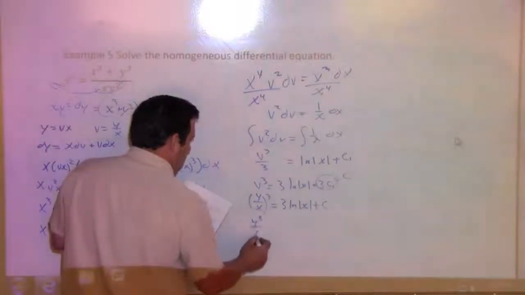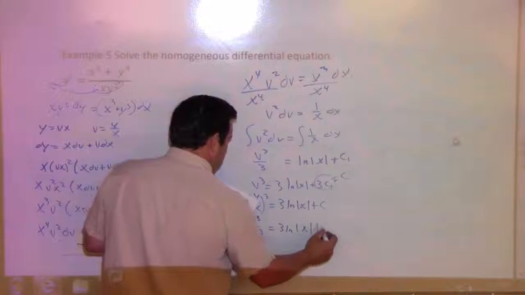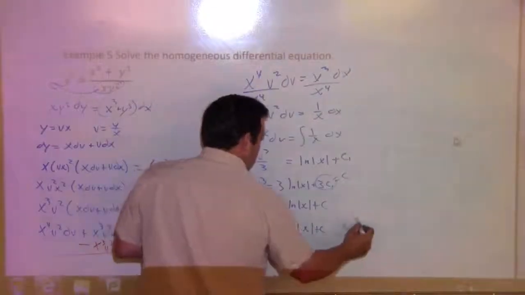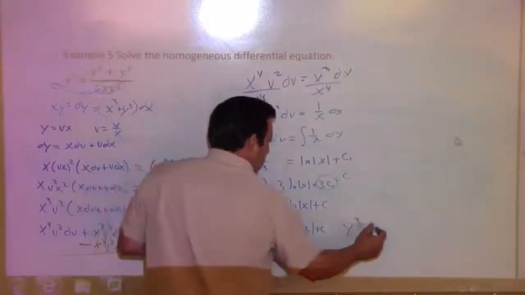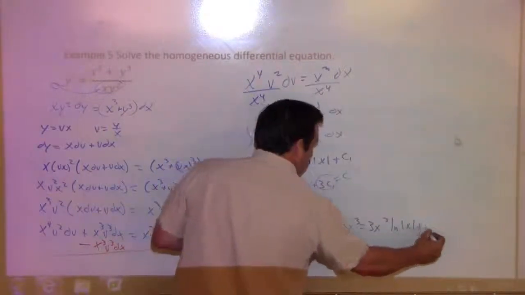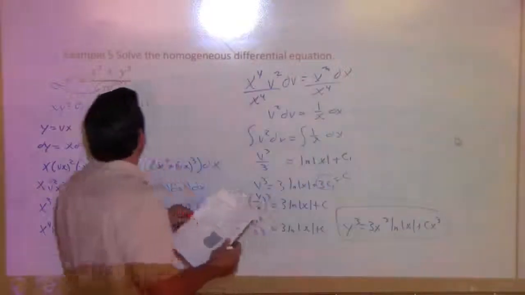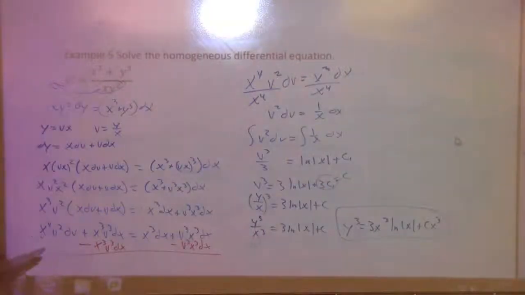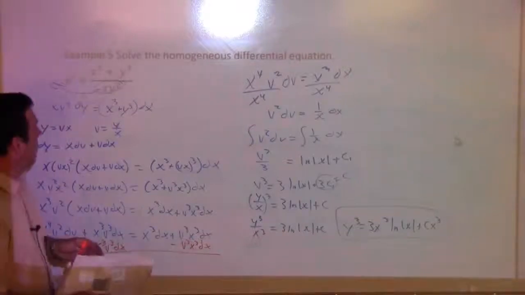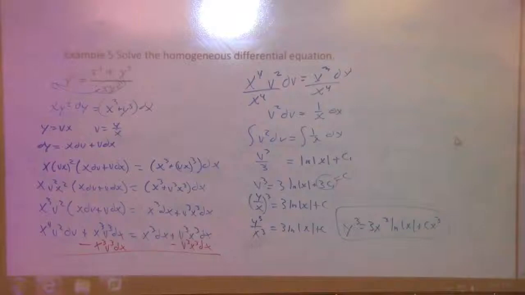So y cubed over x cubed equals 3 natural log of the absolute value of x plus c. Y cubed equals 3x cubed natural log of the absolute value of x plus cx cubed. There's your solution to this differential equation. Wow, fun. Go ahead and pause one more time on that one.